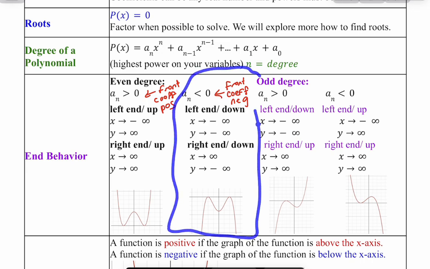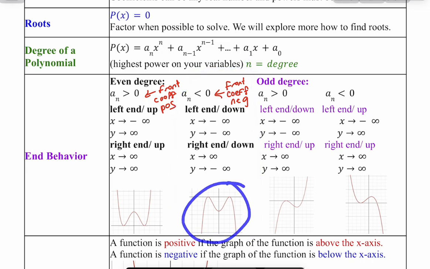If our coefficient is negative, both ends point downward or go to negative infinity. See how our y's are going down to negative infinity. That's what it will look like.